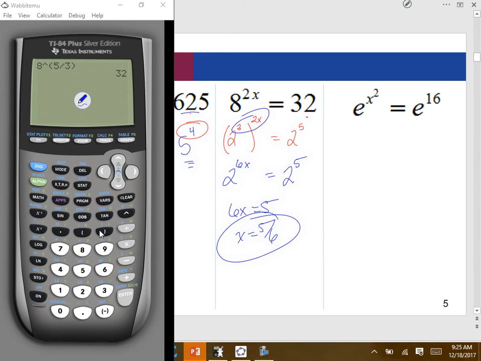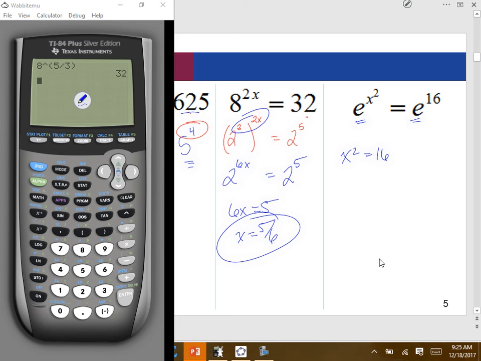Rewrite the bases so that they're the same. The last one, I guess, has no rewriting to be done here, but I just wanted to show you that when we make the two bases the same, you can develop algebra that is nonlinear. There we got x squared equals 16, right? So solve that, you get plus or minus 4, right?